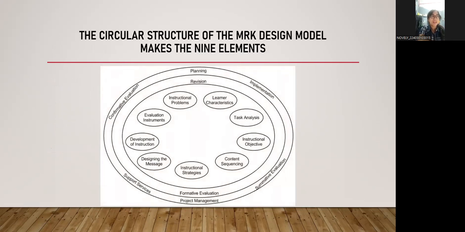And then here is the structure of the MRK design model that has 9 elements in it. As we can see there, we have this circular structure of the design model, where the elements are interrelated to each other but not dependent. In other words, there is no specific order in completing the process. And from a teacher's perspective, the strength of this model is the concept of starting where you are.